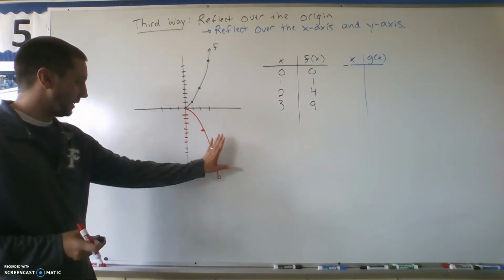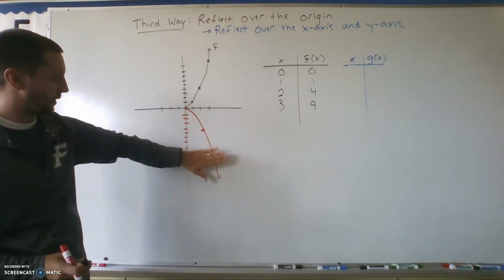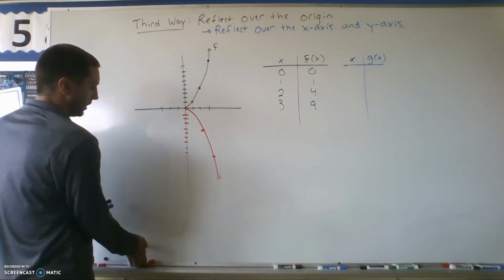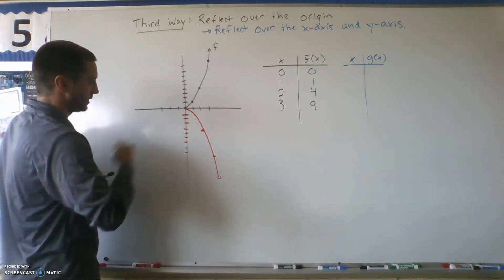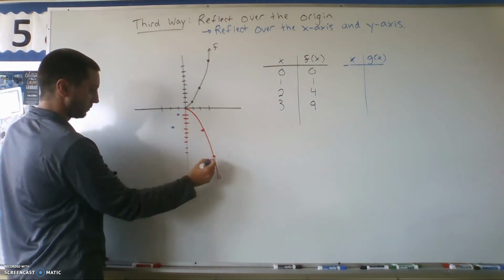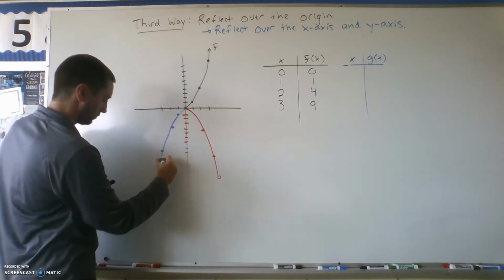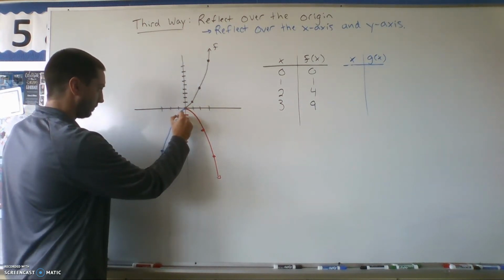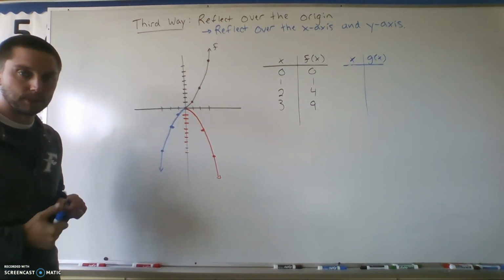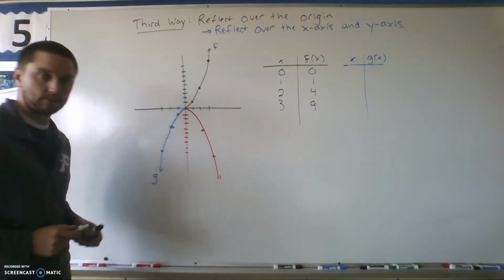All right, now I'm going to take this graph and reflect over the y-axis, because that's what we said. Reflection over the origin means reflect over the x-axis and the y-axis. So I'm going to take this red graph and reflect it over the y-axis. And there we go. We get our final blue graph here. Okay, so this blue graph, we're going to call g of x. This is g.